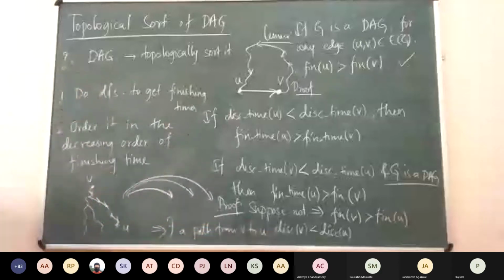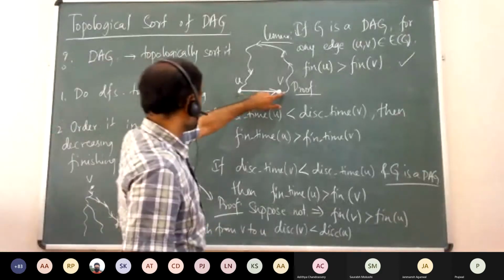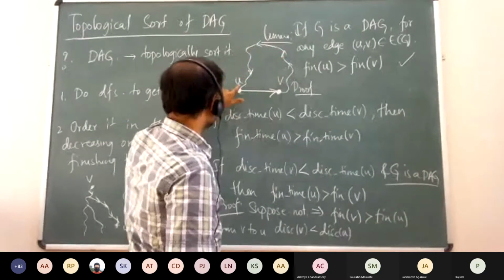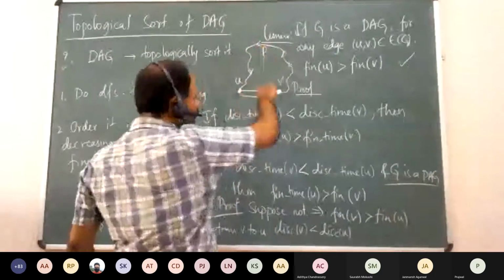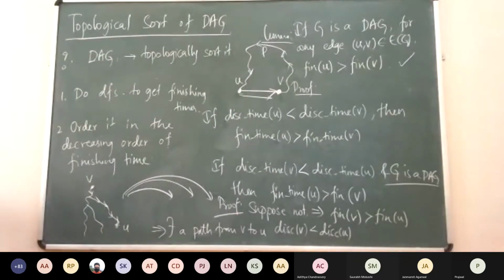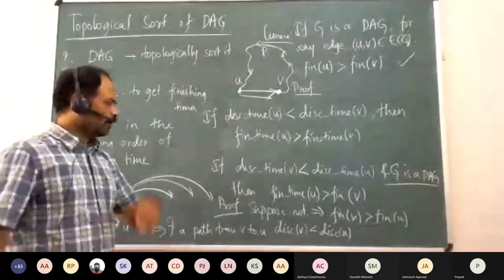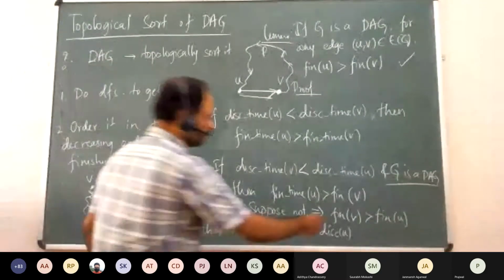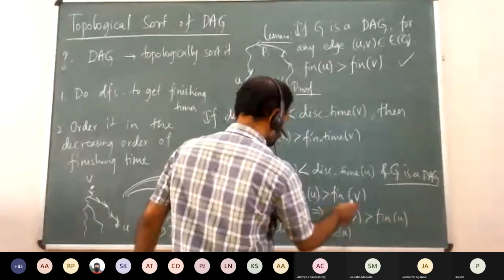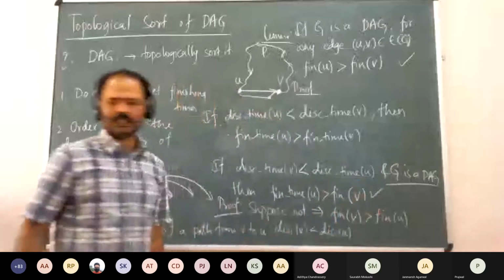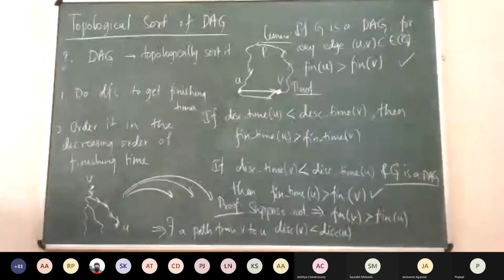But this is a contradiction because suppose there exists a path P from V to U. This path with the edge UV will form a directed cycle, right? That is a contradiction to the fact that the given graph is a directed acyclic graph. So whatever we assumed should be wrong. We assumed that V finishes after U. This is wrong, which proves the statement that the finishing time of U is greater than the finishing time of V. Is that fine?